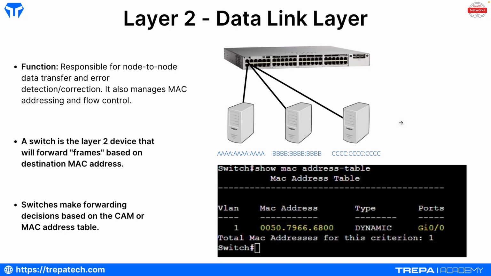So at layer 2, when we're forwarding data, we call it frames. And then those switches at layer 2 are going to make forwarding decisions based off their MAC address table, sometimes referred to as a content addressable memory table. And what you see on the screen here is actually a Cisco Catalyst switch.